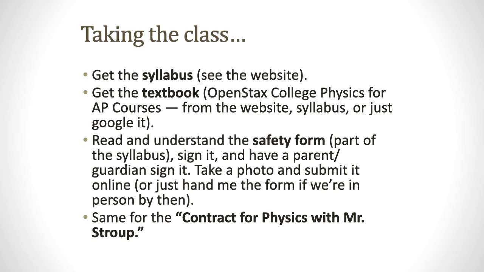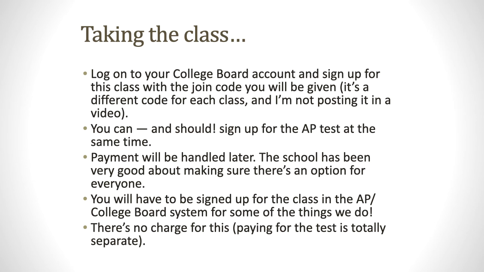Get the syllabus. The latest version should be available from the website, on Canvas. Get the textbook if you don't already have it, and check out the other resources on the textbooks page on Canvas. Read and understand the safety form, which is part of the syllabus. Sign it. Have a parent or guardian sign it. Now, you still got to turn that in to me, so you're going to submit it by taking a photo of the signed last page and submitting it online as an assignment, and do the same thing with the Contract for Physics with Mr. Stroop. That's the one that says that you understand about academic honesty and the stuff that you need to get for the class.